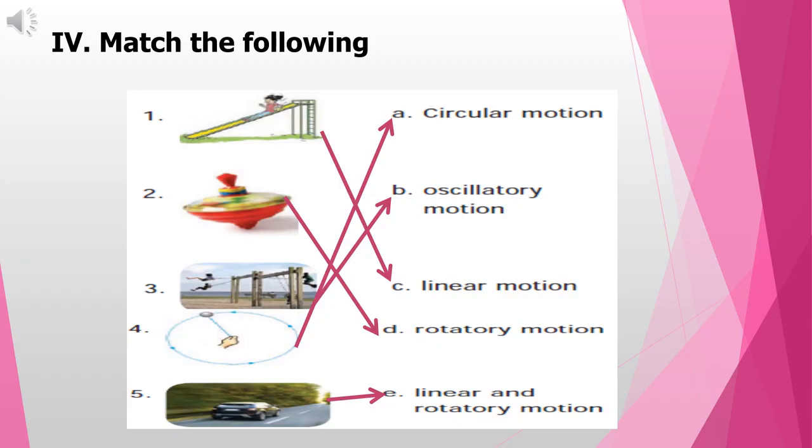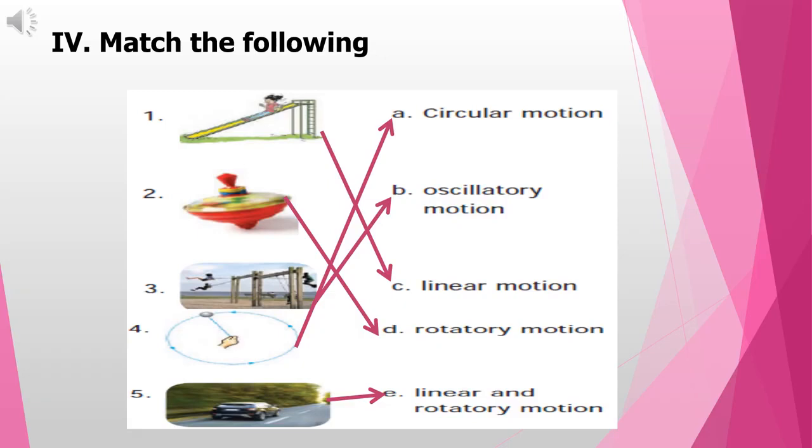Third, the movement of a swing. The swing moves to and fro. The motion is oscillatory motion. The movement of a swing. Option B, oscillatory motion. Fourth, swirling stone tied to the rope. The stone rotates about the circular path. The motion is circular motion. The movement of a stone tied to the rope. Option A, circular motion.